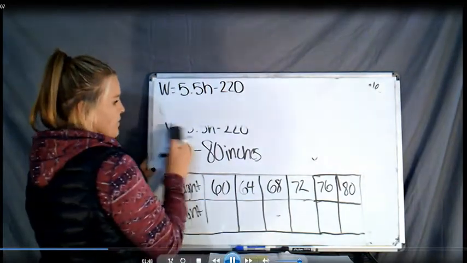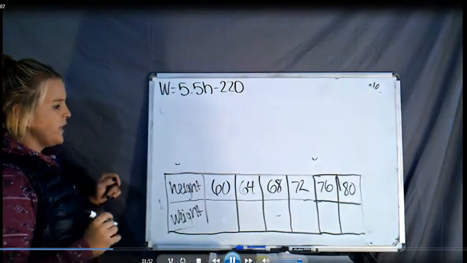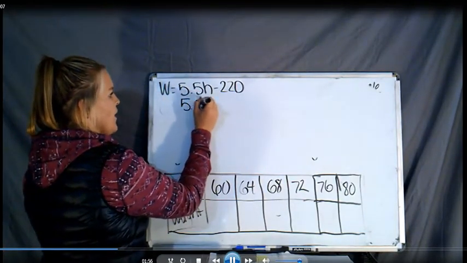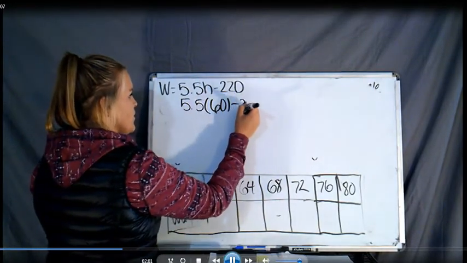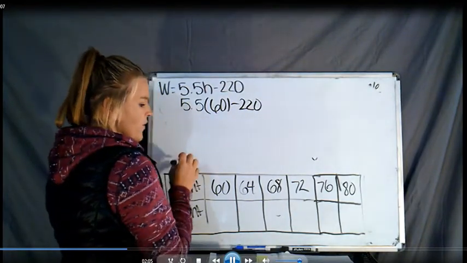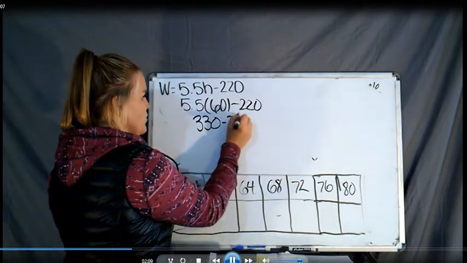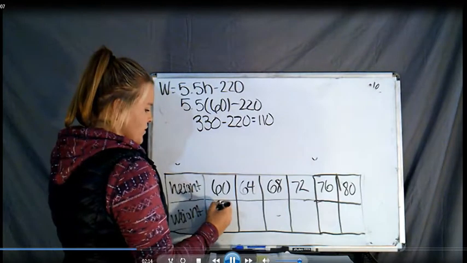I'm going to rewrite our formula up there. So now we need to check these, and so we can put our answers in there. And so for the first one, 5.5 times 60 minus 220. So 5.5 times 60, that will give us 330 minus 220 is going to equal 110. So this one should be 110 down here.